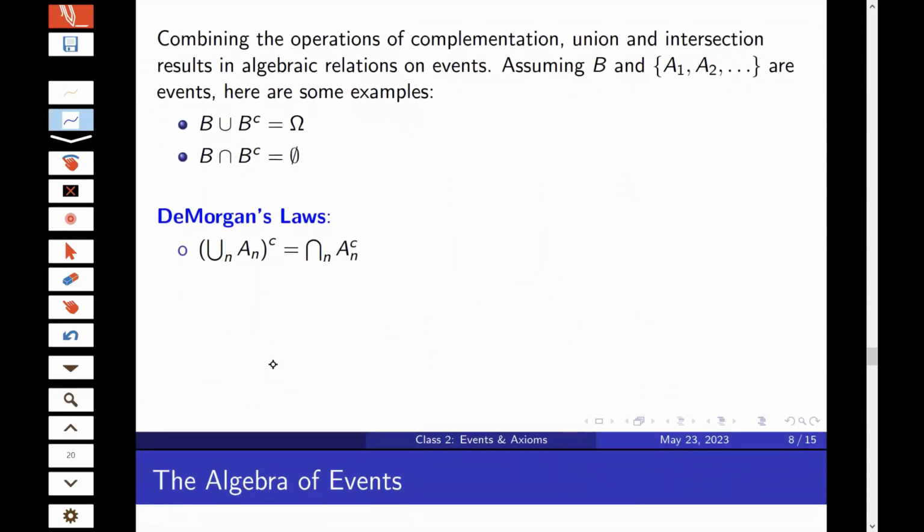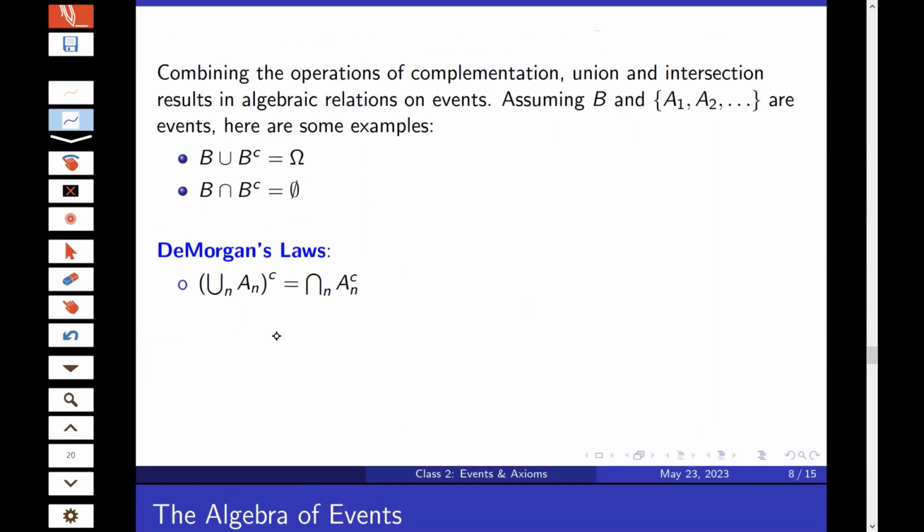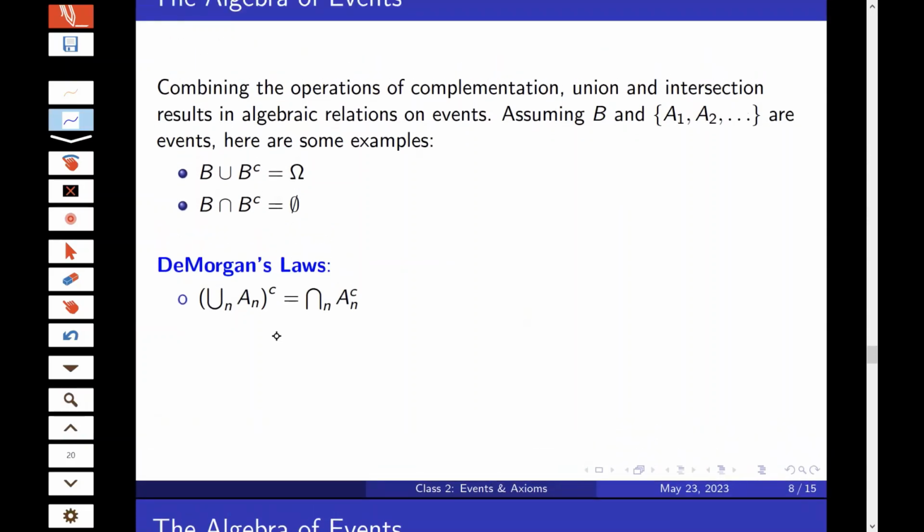Okay, now there's a more powerful rule you are going to learn in the next slide, which is called De Morgan's law. So De Morgan's law says if you have a union, A1 union A2 union all the way to infinity, and if you take the complement of this, it is the same as taking the intersection of the complements.